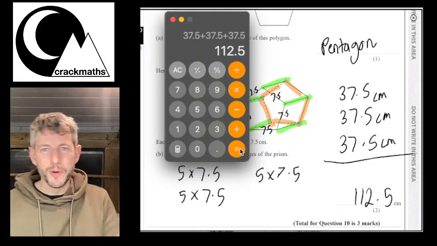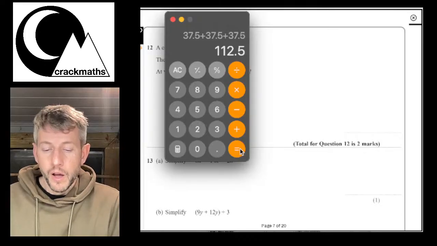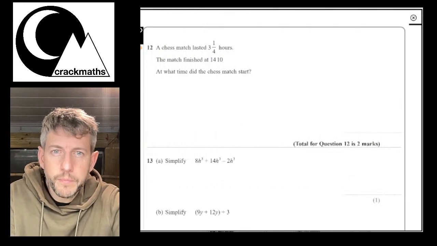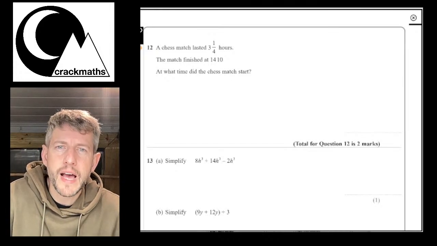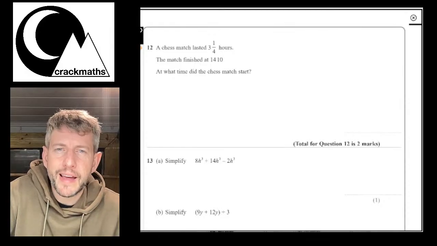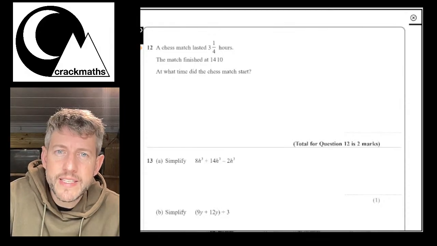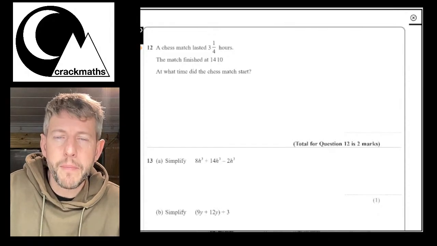Okay, let's move on. Here we go. Okay, so here we go. Let me move my calculator. We've got here a chess match lasted 3¼ hours. The match finished at 14:10, which is 10 past 2. What time did the match start?